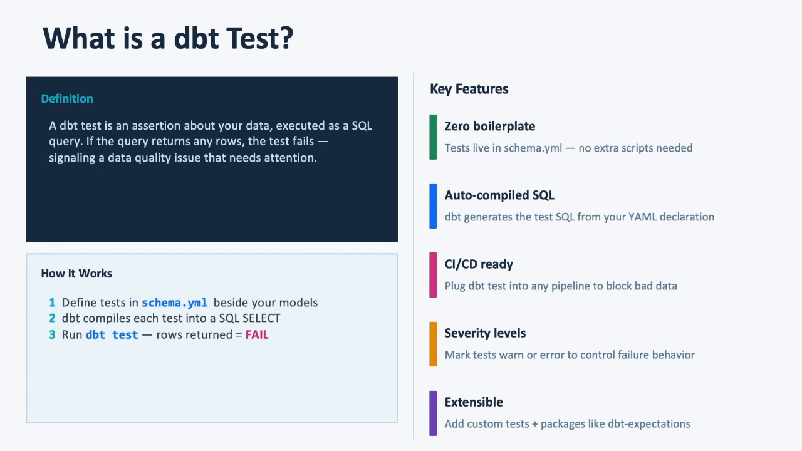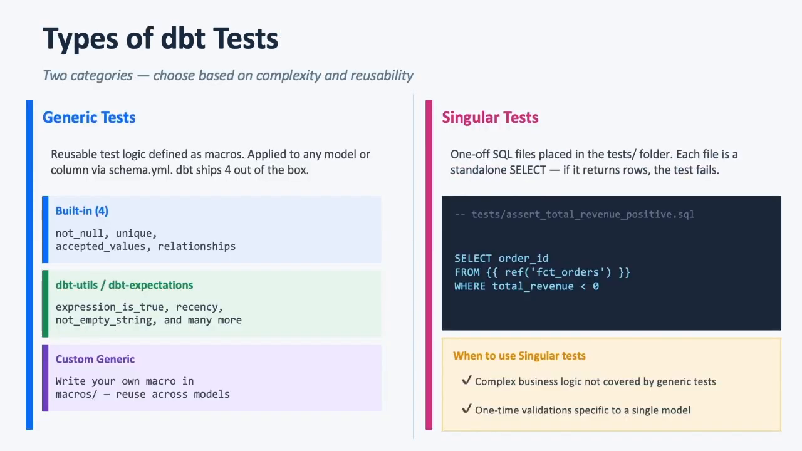The next key feature is severity levels. You can mark a test as warn instead of error if you want a warning without breaking the pipeline. Next is extensibility. You can add packages like dbt-expectations to get dozens of additional test types out of the box.